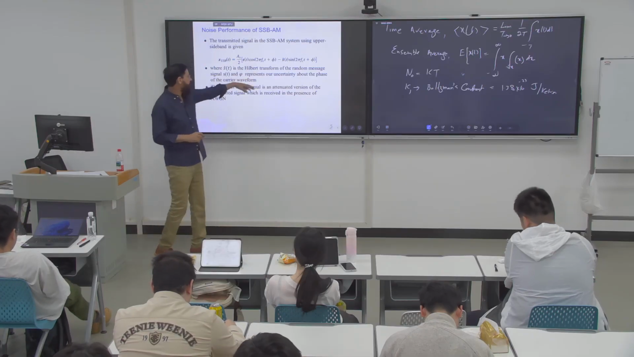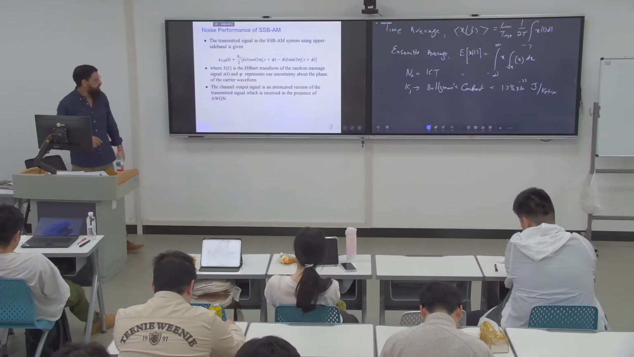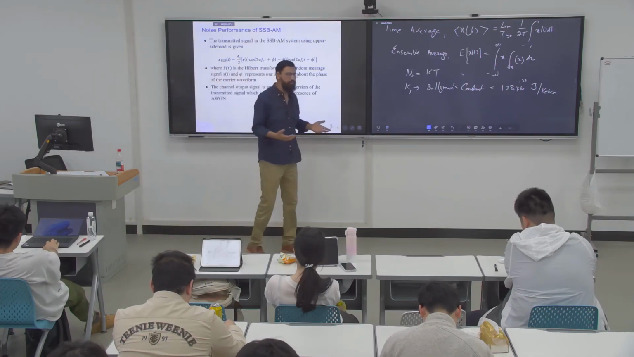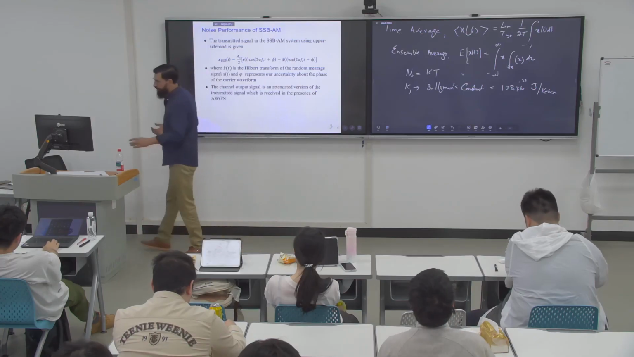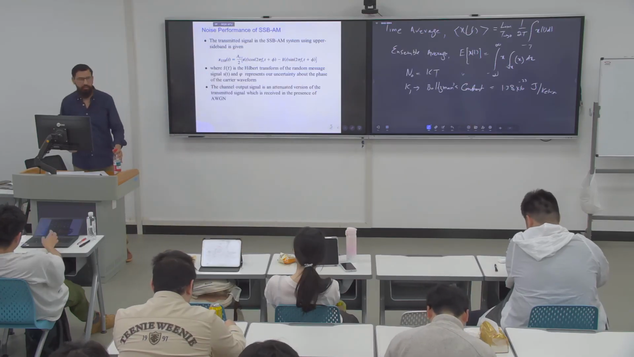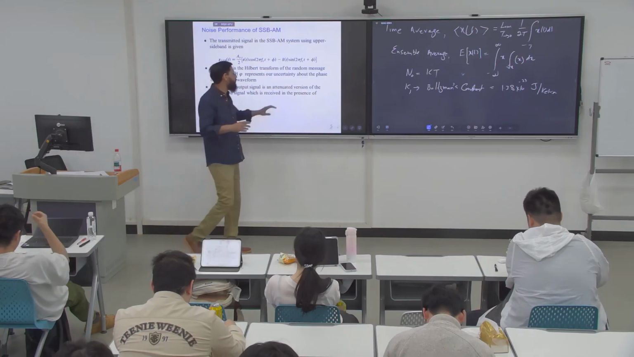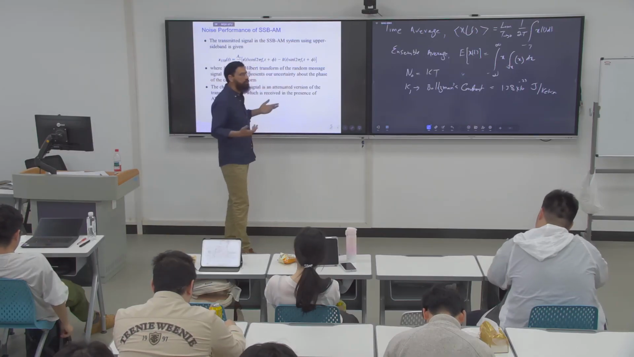And this phi represents our uncertainty about the phase of the carrier waveform. If you ignore this phi, you don't need it in the calculation anyway. You can even ignore that when you are doing calculation. You can just get rid of this phi.